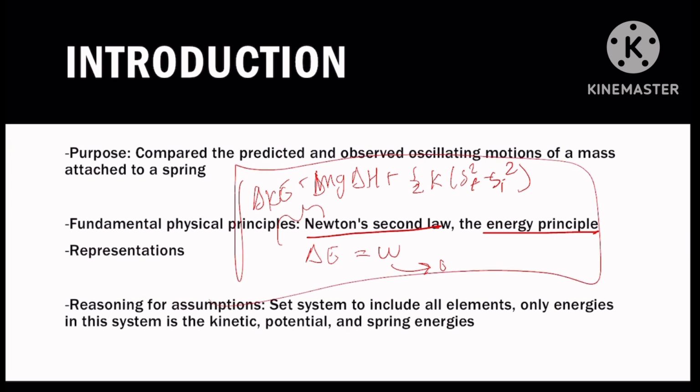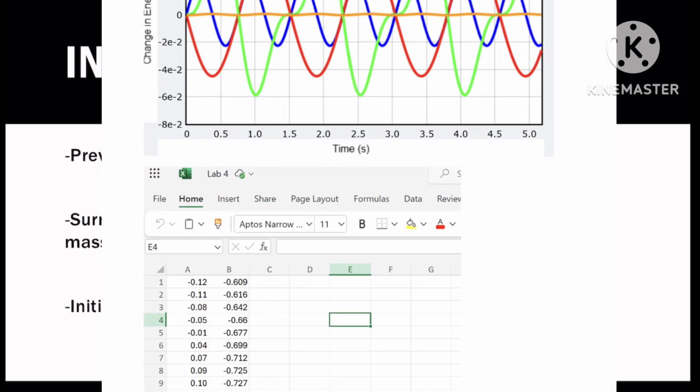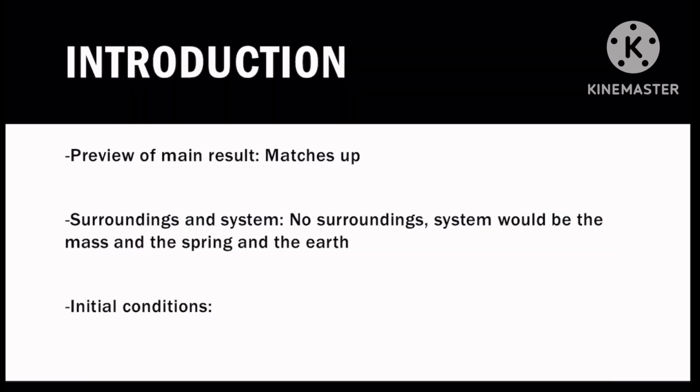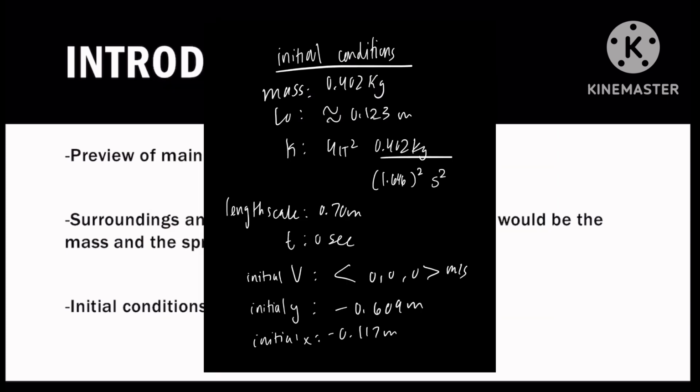So some reasoning for assumptions, we have to set the system to include all elements because then this equation would not be true if we do not do that, because as you can see, we used internal energy. And then the only energies in this system are kinetic, potential, and spring. So here's just a preview of the main results. And then for the surroundings and system, there are no surroundings, but the system would be the mass and the spring and the earth. And then here are the initial conditions.